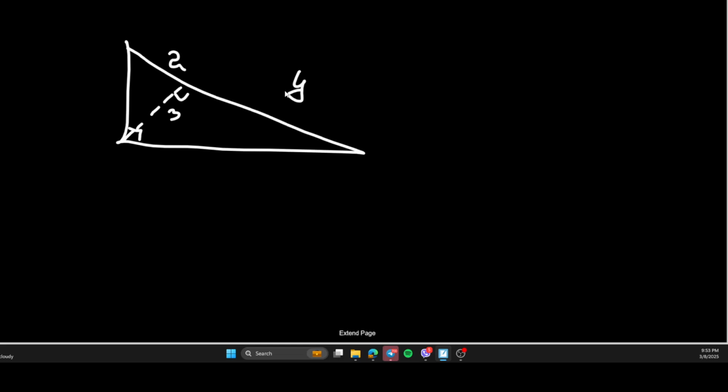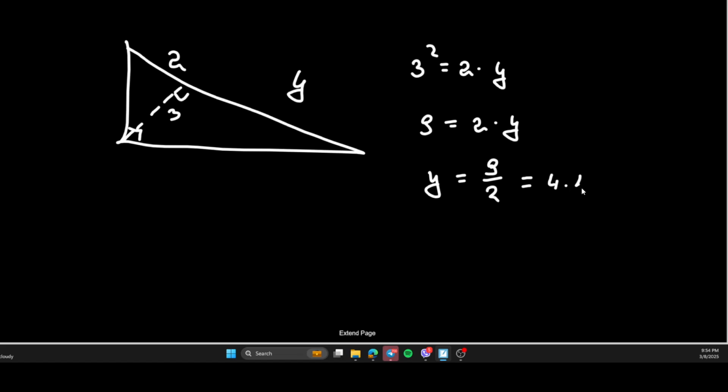y equals 3 divided by 2. No, it's 3 to the second power equals 2 times y. And 3 to the second power is 9, so 9 equals 2 times y, and then y equals 9 divided by 2, which is 4.5.